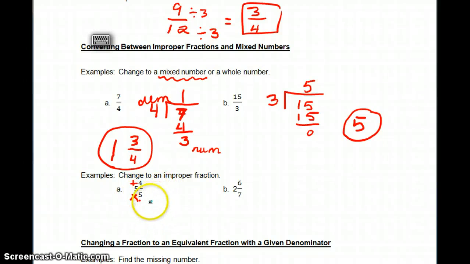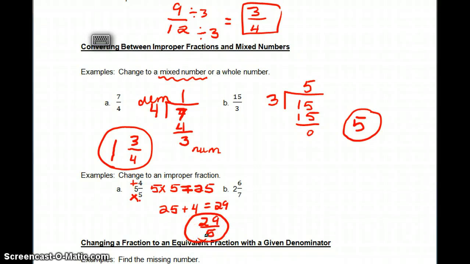So we're going to do 5 times 5 makes 25. And then you take your 25 and you add it to the 4 and you end up with 29. Your denominator always stays the same. So it's 29 fifths. Take a moment, pause your recording, and then come back.